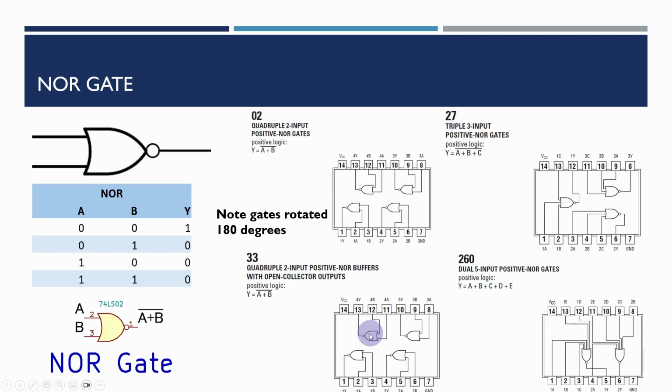We've got open collector versions, so this means that the output here is probably capable of sinking a larger current, but doesn't have any pull-up or totem pole pull-up. So we'd have to include a pull-up resistor on the outputs of those if we wanted to see a high level. And then there's also a 5-input NOR gate there as well.